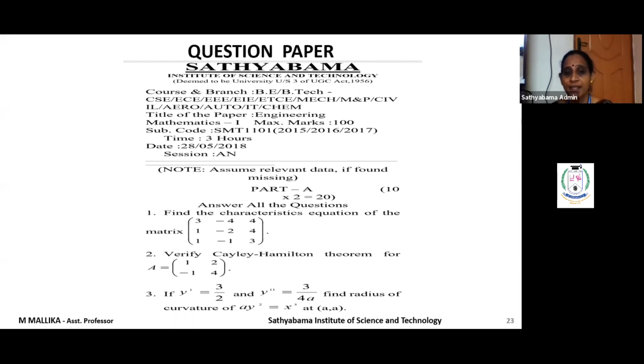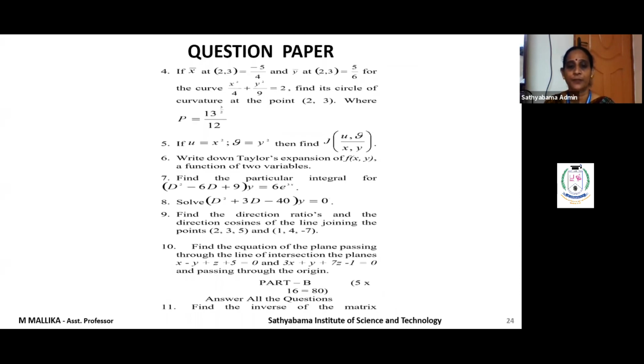Rho is (1 plus (dy by dx) square) the whole power 3 by 2, divided by d square y by dx square. So dy by dx is given to you readily. D square y by dx square is also given to you readily. Just substitute the values in the formula. You will be getting the value for radius of curvature. So wherever formulas are available, you have to definitely memorize the formulas. Then only you can solve the problem.